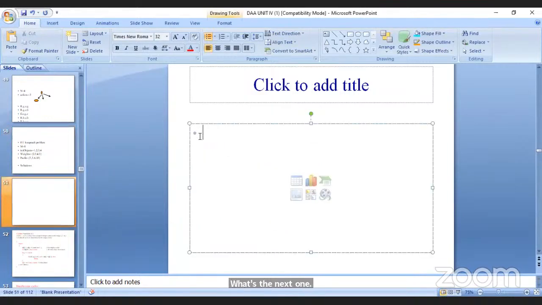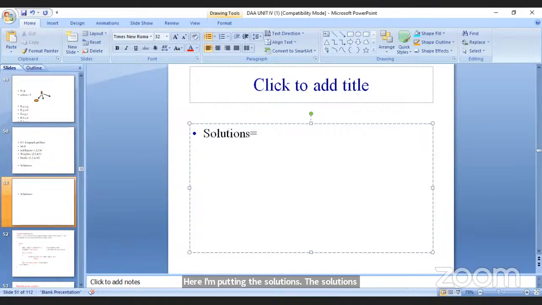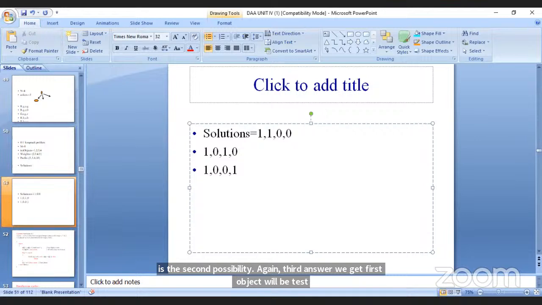Here I'm putting the solutions. You should get these answers. The first object will be placed, the second object will be placed, the third will not be placed, the fourth will not be placed. This is one possibility. First object will be placed, second will not be placed, third will be placed, fourth will not be placed. This is the second possibility. Again, the third answer you will get: first object will be placed, second will not be placed, third will not be placed, and fourth will be placed.